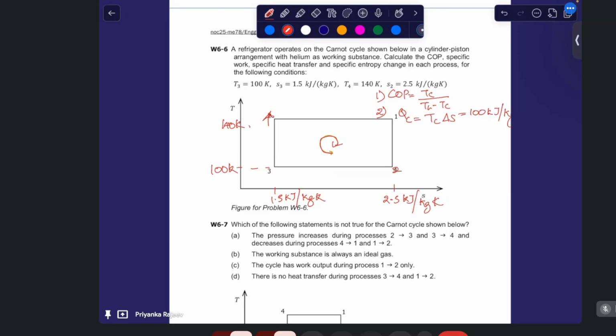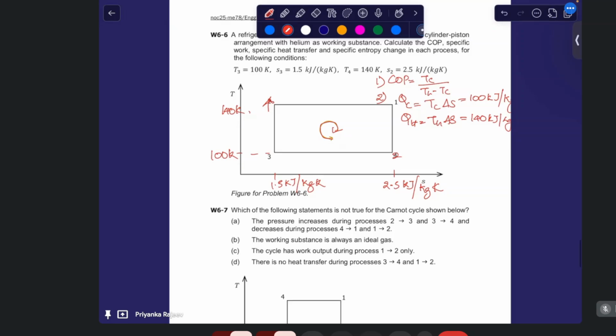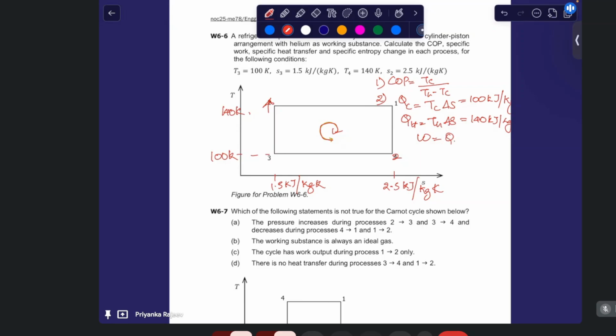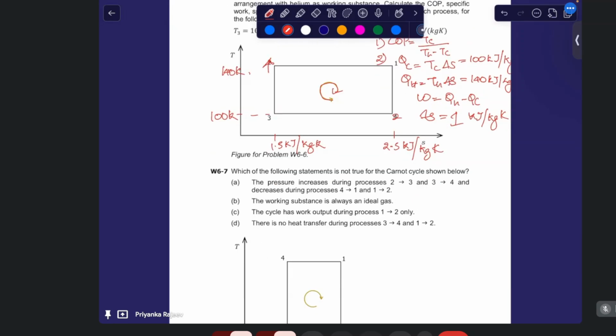Then specific work is asked. Q cold is found. Now Q hot is TH delta S. So TH is 140, that is 140 kilojoule per kilogram. So work equals Q hot minus Q cold. And specific entropy change is delta S, so that is 1 kilojoule per kilogram Kelvin. So that's about it. It's all direct equations we can use.